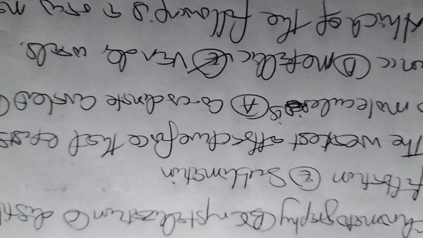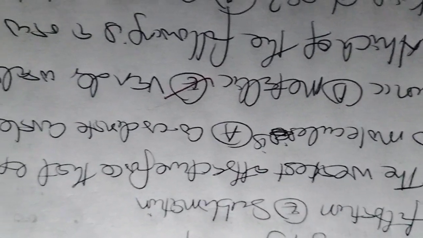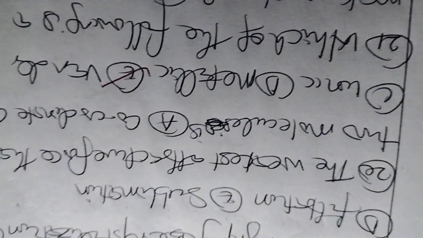Number 20, the weakest attractive force that exists between two molecules is A, coordinate covalent, B, covalent, C, ionic, D, metallic, and E, van der Waals forces. So number 20 is van der Waals forces.